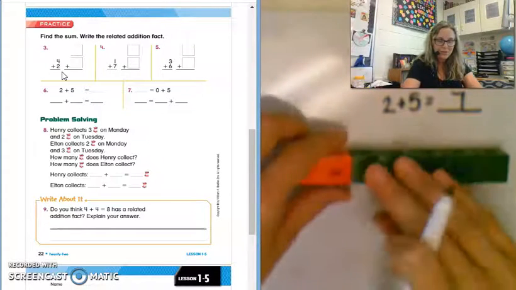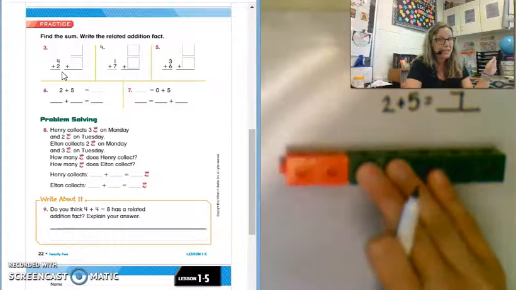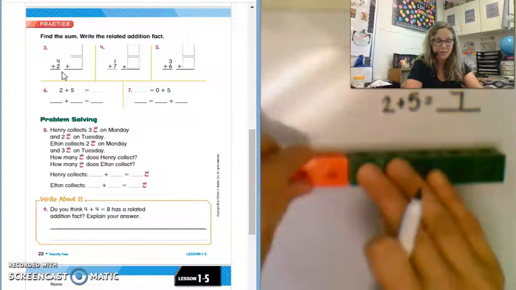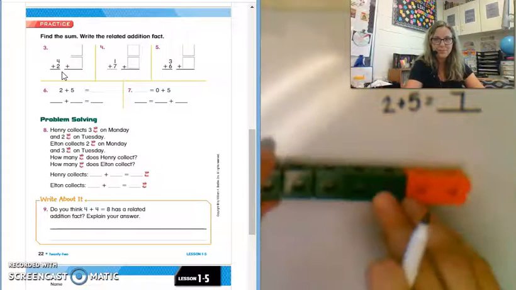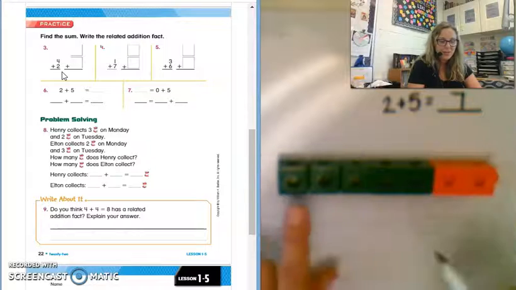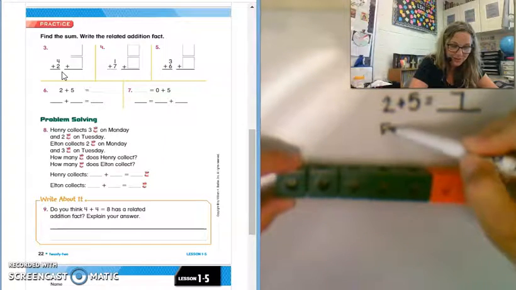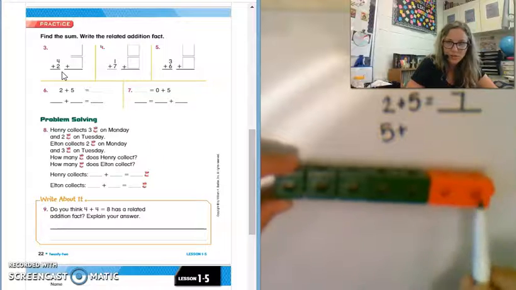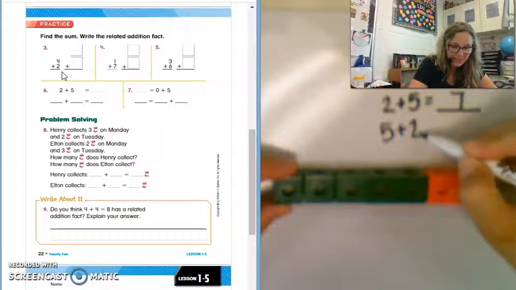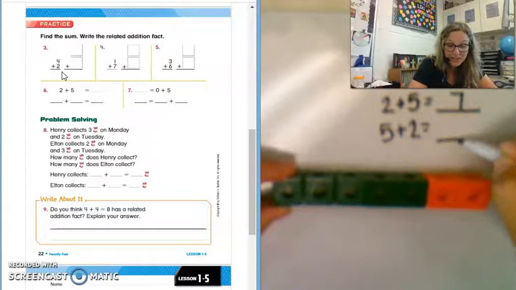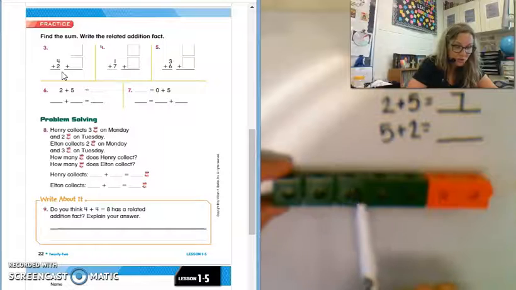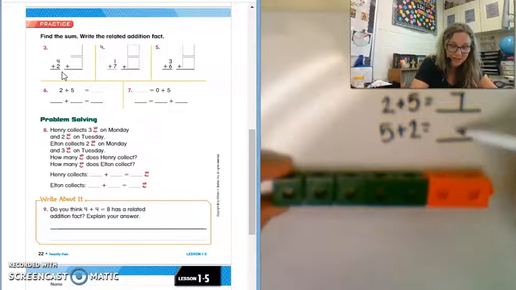Now if I were to move my orange cubes, I'm not adding any more. I'm not taking any away. I'm just moving them to the second spot now. So I still have 5 green, 1, 2, 3, 4, 5, but I'm going to put that first. I still have 1, 2 orange, but now I'll put that second. And then my sum has not changed. I still have 1, 2, 3, 4, 5, 6, 7 all together.